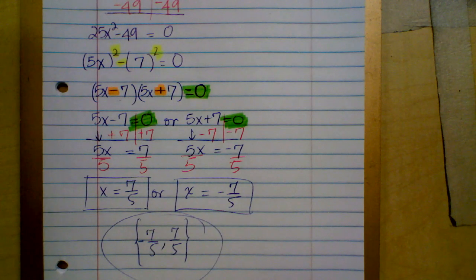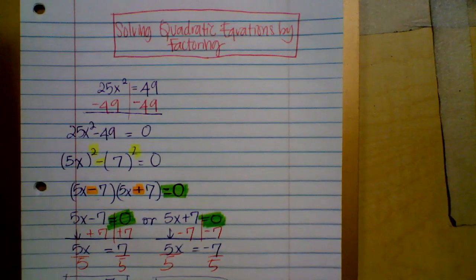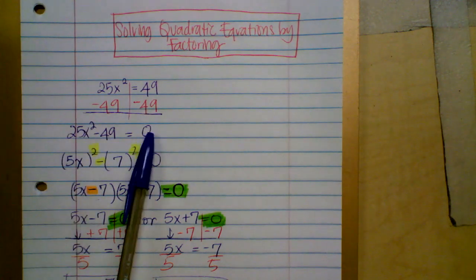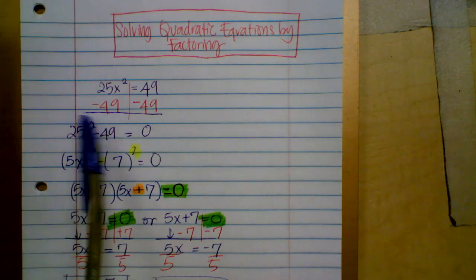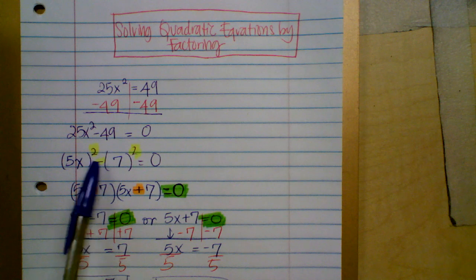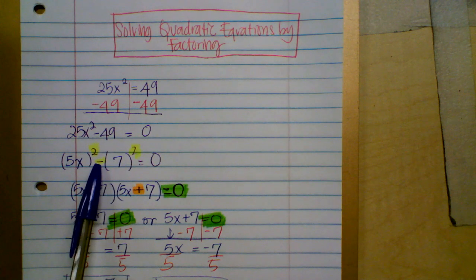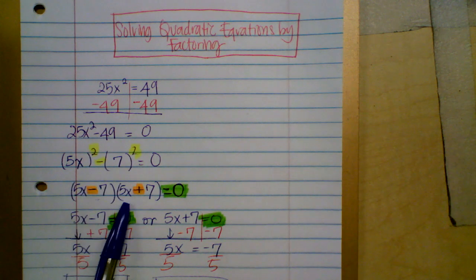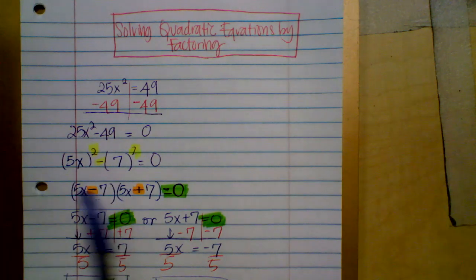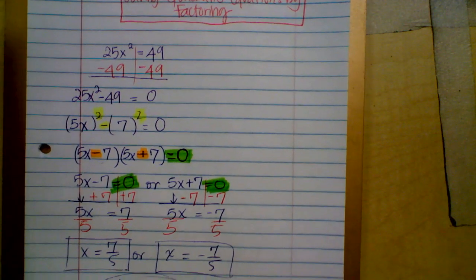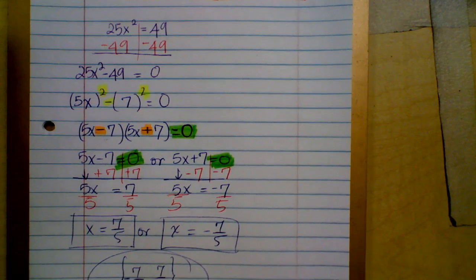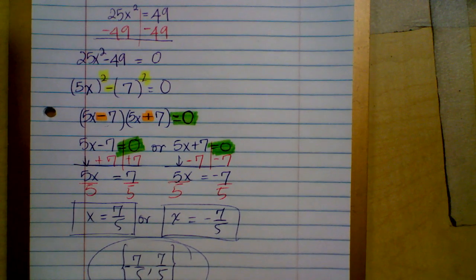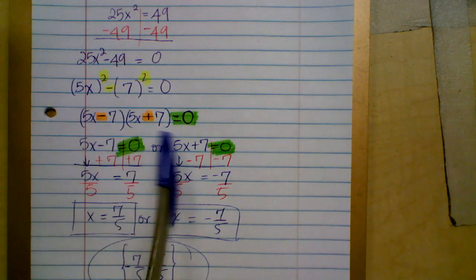Okay, so let's go over the steps. You wrote the quadratic equation in standard form by subtracting 49 on both sides. Then you were able to see that you have a difference of two squares, and you use the formula to factor the difference of two squares. I made another video on how to factor the difference of two squares. Please watch that if you need more help.